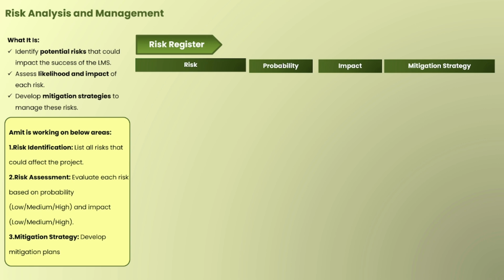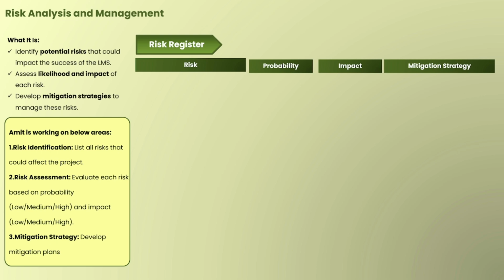It means we first note down the risk, then we check its probability, then we check its impact, and lastly we create a mitigation strategy for it. It helps the team to stay prepared and avoid surprises later. Think of it like a what-if checklist for the project. It means what if something happens, then what action are we going to take for it.